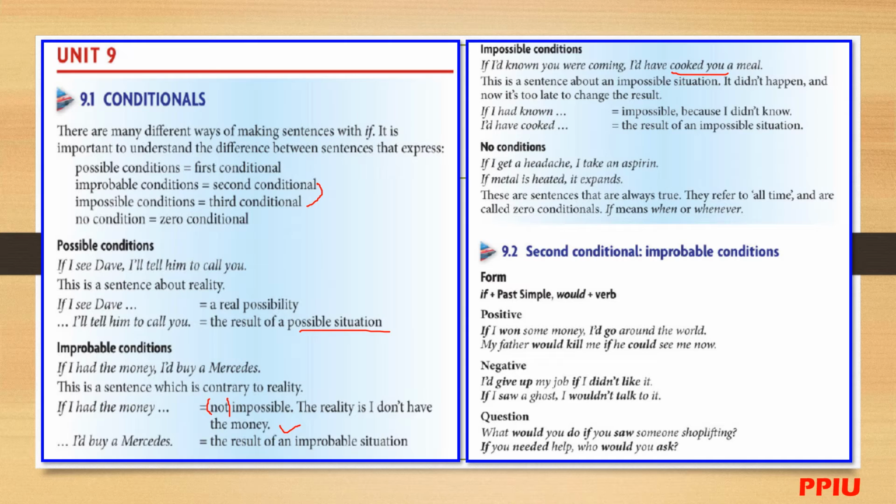So it's impossible since I did not know you may come and visit me. As a result I did not cook a meal for you, so nothing to it. If I had known, it is about the impossible because I did not know. It is impossible since I did not know you may come here and visit. I'd have cooked is the result of an impossible situation. You got it? So as a result I didn't cook any meal for you.